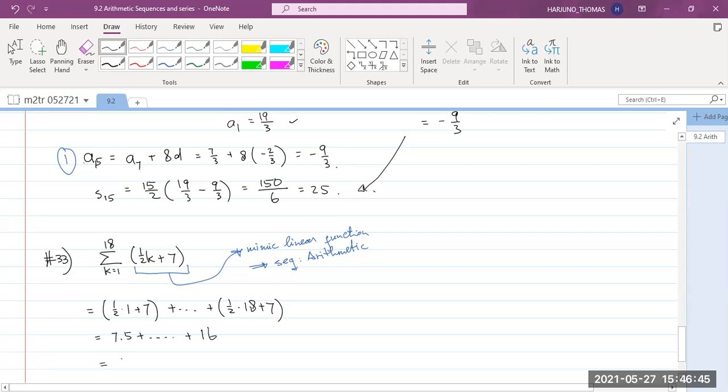So that must be equal to 18 terms divided by 2, the first term, just 7.5, plus the last term. So that's 9 times 23.5. So the key here is to identify, how do we identify that it is an arithmetic series? Then using the arithmetic series formula, we compute that.